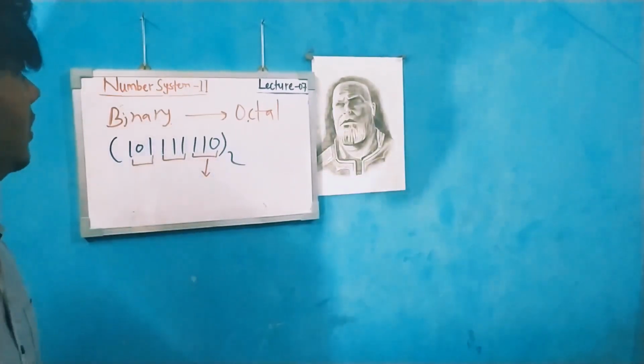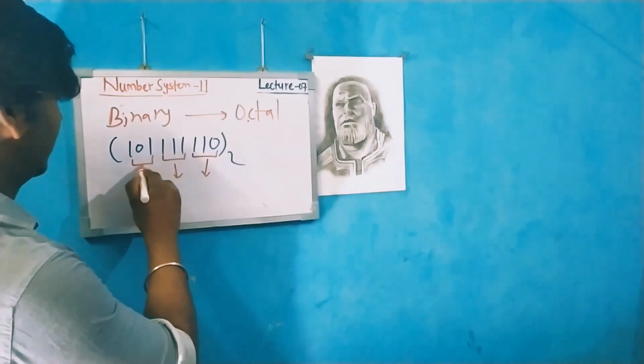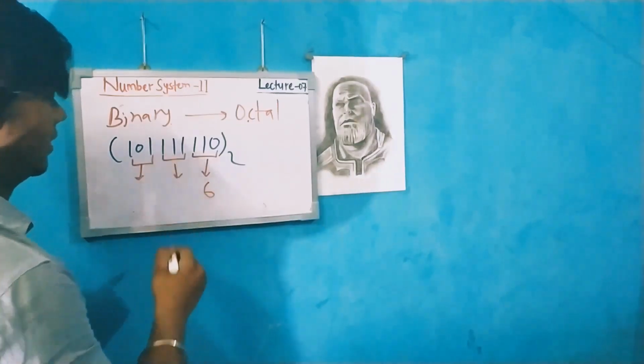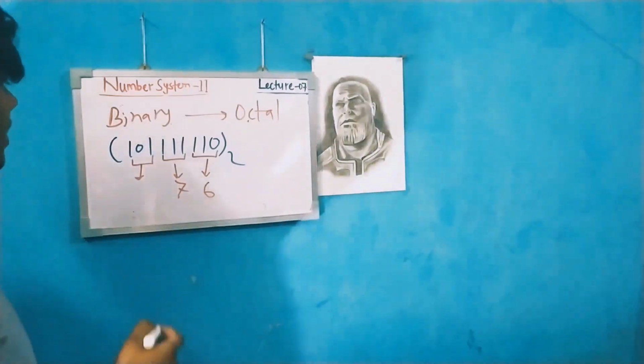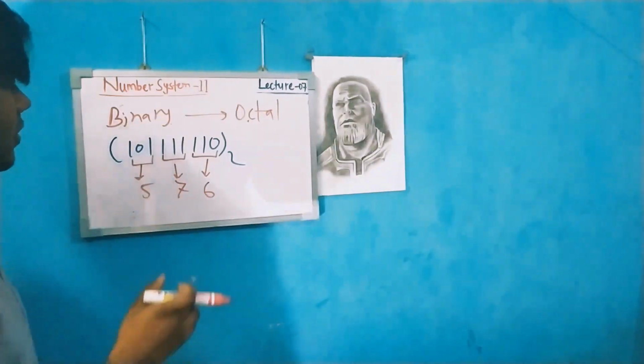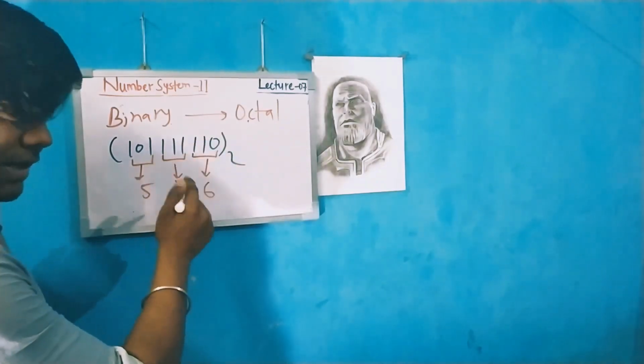So here the equivalent of 110 in octal is 6, for 111 it is 7, and 101 is 5. So take groups of 3 binary digits and convert.